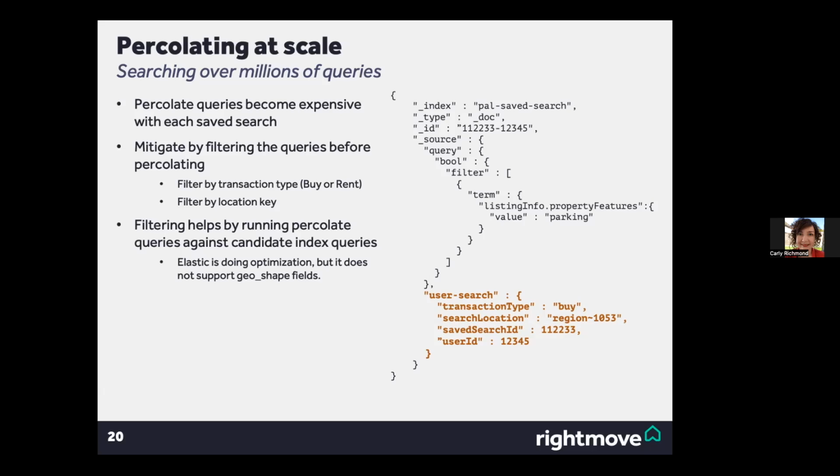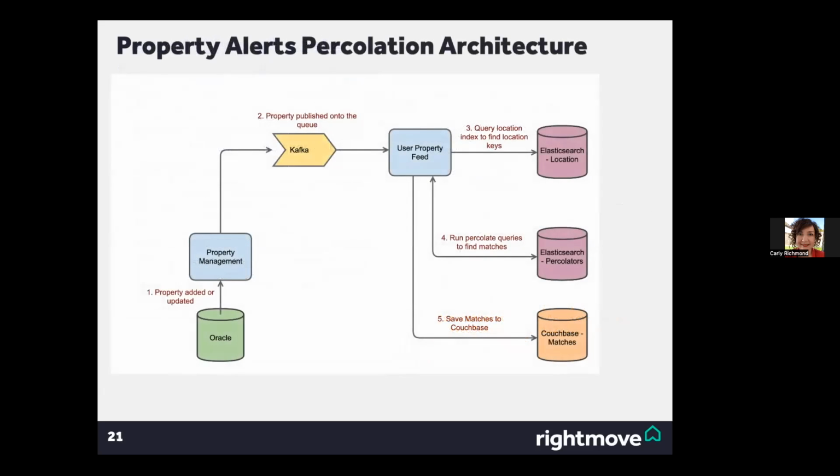So yeah, when your new property comes in, as I said, Oracle is the primary source of truth. So the property comes to Oracle, then it lands in Kafka, because by now you must have figured out, without Kafka... So it goes to Kafka. User property feed is a service which listens from Kafka, and instead of directly hitting the percolator query, it first tries to find out whether it can do the location based optimization.